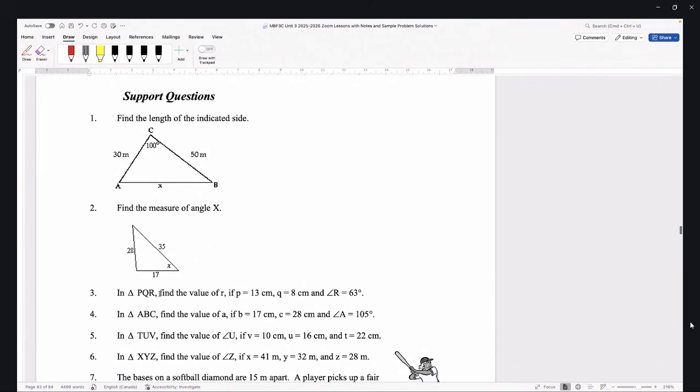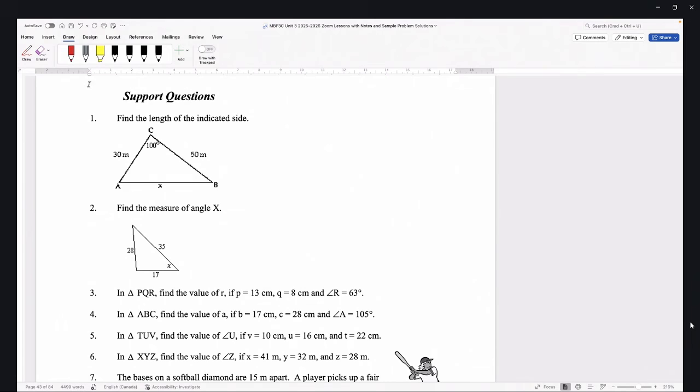Number 3 says, in triangle PQR, find the value of R if P equals 13 centimeters, Q equals 8 centimeters, and R equals 63 degrees. Here, there's no diagram, so you have to draw one. It doesn't have to be to scale or 100% accurate, but try to be as accurate as you can. Remember that opposite angle R is going to be side R. So side P and side Q are going to make up angle R.